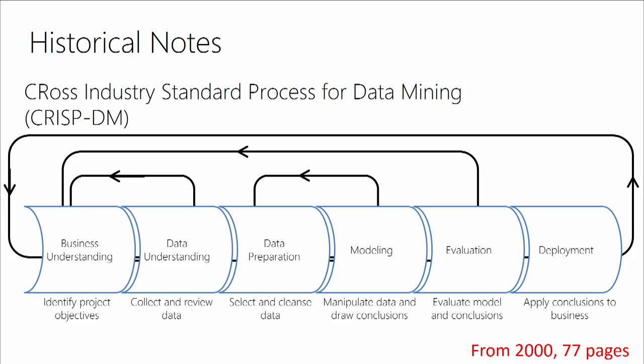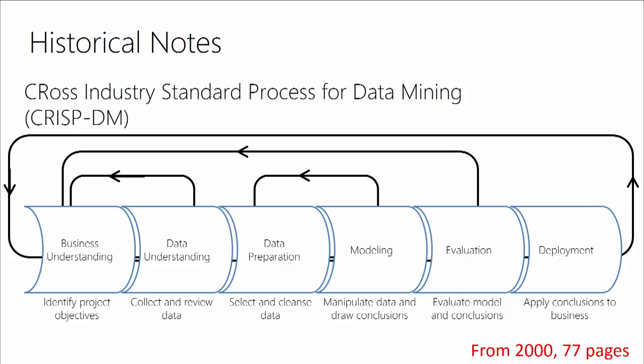Now, KDD wasn't the only game in town before the CCC white papers. So this is CRISP-DM, the cross-industry standard process for data mining. And these guys were really serious about formalizing the knowledge discovery process. They wrote a 77-page manual on how to do this stuff.